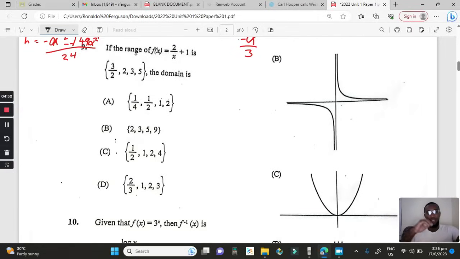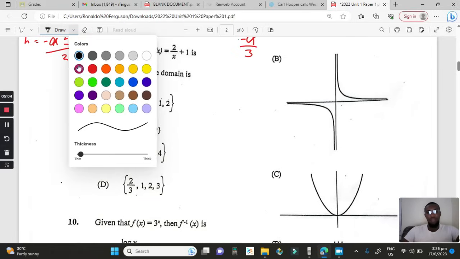This question, if the range of f of x is this, if they give you the range, what's the domain? If you notice, these are what we call the y values. I'm trying to find the corresponding x value.